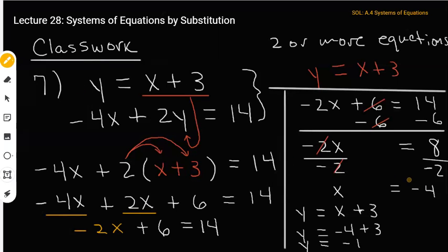So let me circle my x value and my y value. X is negative 4, y is negative 1. So when I write my ordered pair, I'm going to put the x value first and then the y value second. And that's going to be my answer. You're always going to have an x value and a y value.